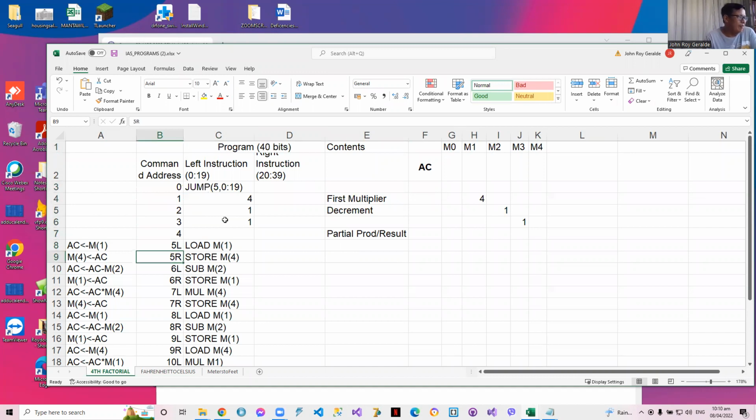Now when we reach 5, we have two addresses, 5L and 5R, because 5R is supposed to be here, but we cannot write it that way. No, because when we trace a program, we trace it sequentially. We do it vertically, but we don't do it horizontally. Do you follow?